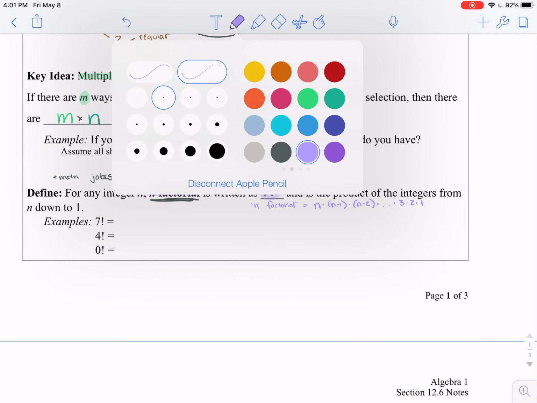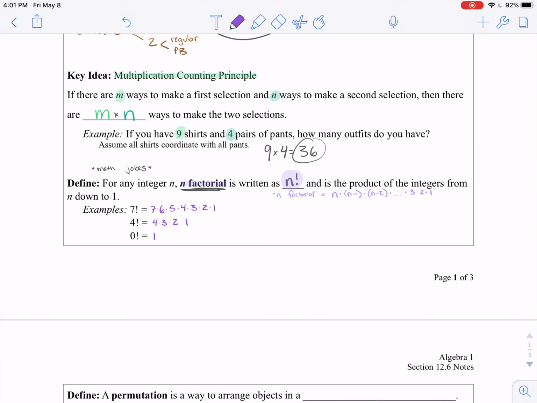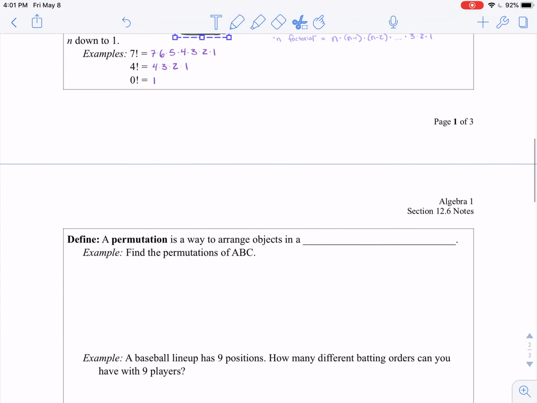For example, 7 factorial is equal to 7 times 6 times 5 times 4 times 3 times 2 times 1. 4 factorial is 4 times 3 times 2 times 1. And then we say that 0 factorial, we just define it. We say, oh, that's 1. So 0 factorial is 1. Cool. So factorial is multiplying from that number all the way down to 1.